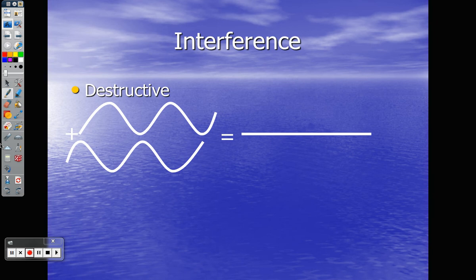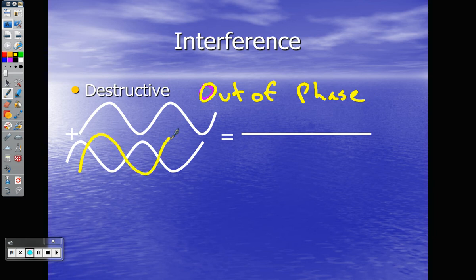So these are out of phase. Those waves are out of phase with each other. Okay, if they were in phase, it would look harmonic, like that, right? See how these are opposite?